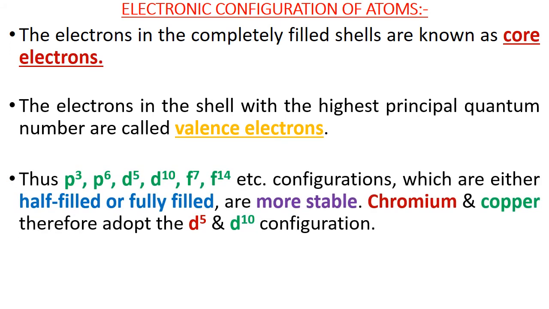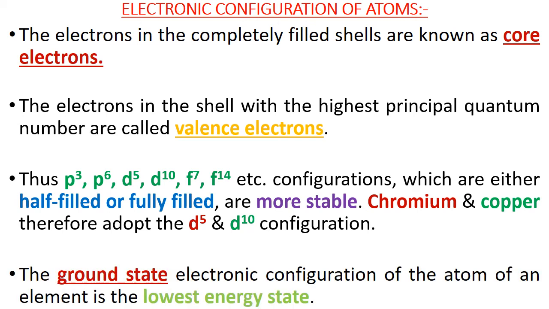Thus, p³, p⁶, d⁵, d¹⁰, f⁷, f¹⁴ configurations are either half-filled or fully filled. Half-filled are p³, d⁵, f⁷. Fully filled are p⁶, d¹⁰, f¹⁴. These are more stable configurations. Hence, chromium and copper adopt d⁵ and d¹⁰ configurations. The ground state electron configuration of the atom of an element is its lowest energy state.